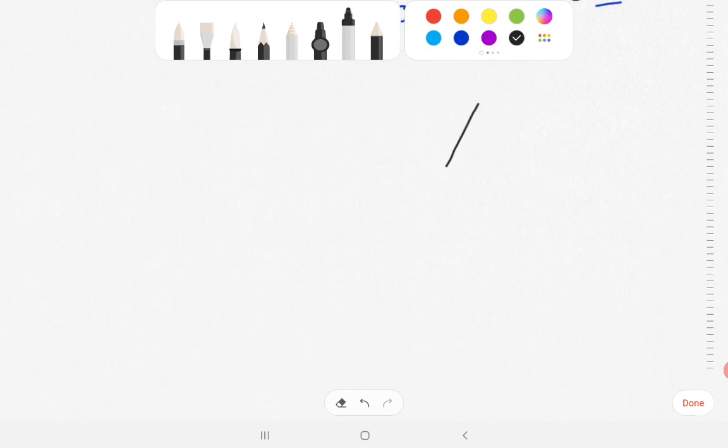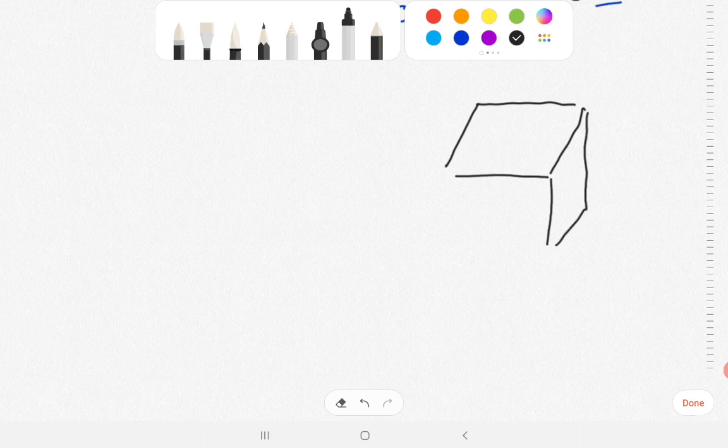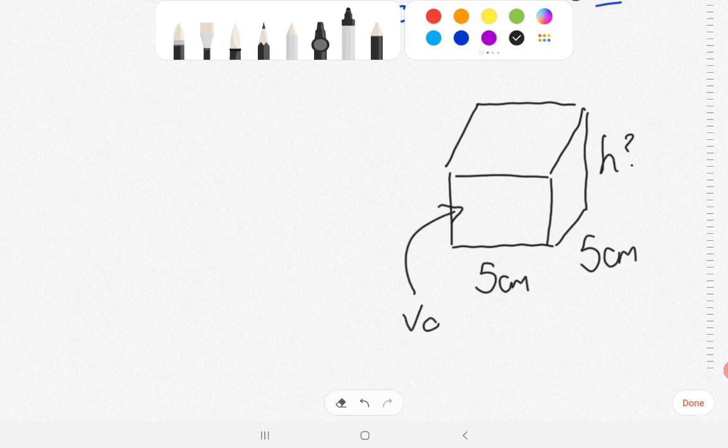Okay, so what happens if I give you another cuboid, but we've got to think about it in a slightly different way. I'm going to tell you that the length of the cuboid is 5 centimetres, that the breadth of the cuboid is also 5 centimetres, but we don't know the height of the cuboid. But what else we do know is that the volume of this cuboid is 100 cubic centimetres.